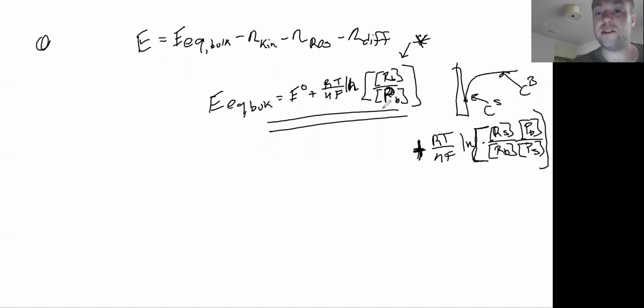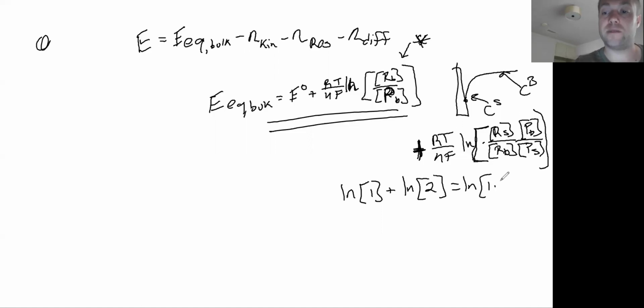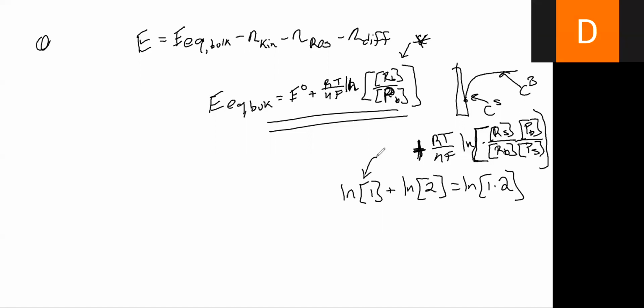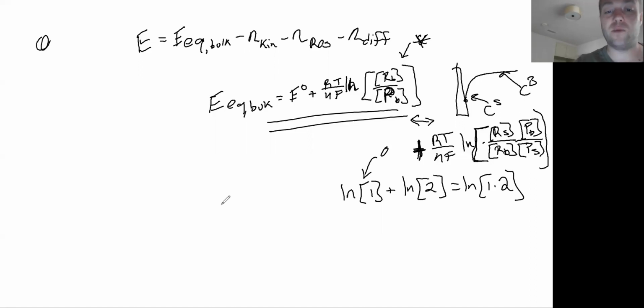And so when you add these two together, the natural log of 1 plus the natural log of 2 is going to be equal to the natural log of 1 times 2, right? Oh yeah, that's right, because this is 0. So basically when you combine them, you just get the Nernst equation, which is actually how we do it.